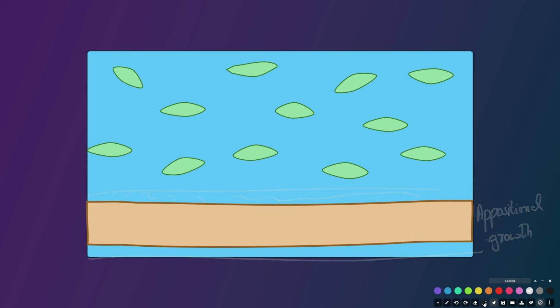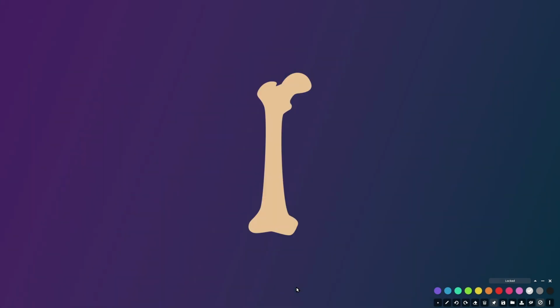But there is a problem. This intramembranous ossification is not always suitable. Let me show you an example. So let's suppose we have this long bone. Basically it's a femur bone. It actually develops with the process of endochondral ossification, but let's assume for a minute that this bone has been formed via the process of intramembranous ossification.